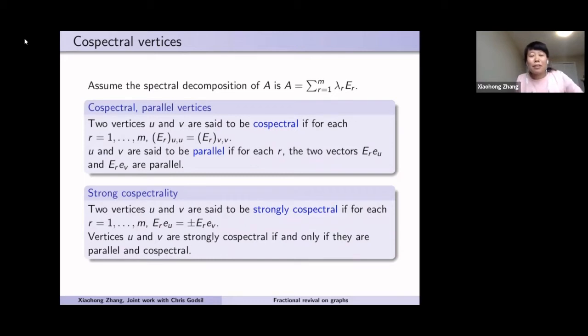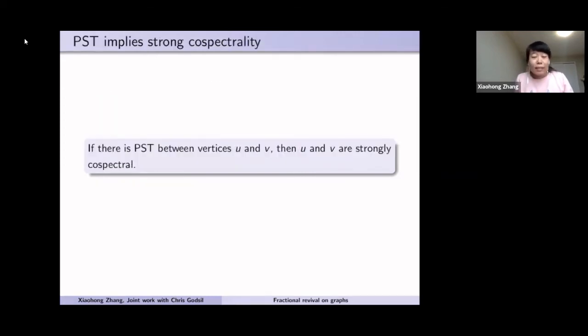We introduce those concepts because they're related to some of those phenomena in quantum walks. One result is that if there is a PST between vertices U and V, then the two vertices are strongly cospectral. We can check this result quickly. Recall that when PST occurs, it means at the time t, the state is just a scalar multiple of EV, where beta has modulus 1.